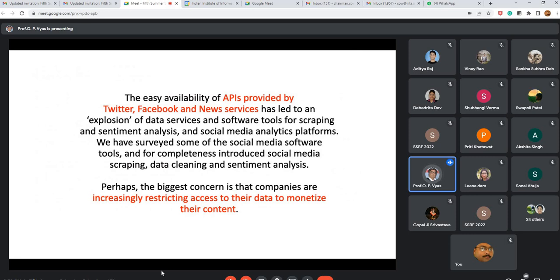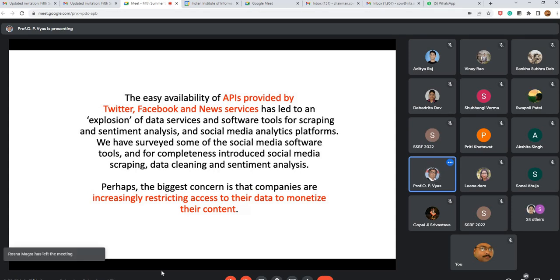So these are already available platforms. If you allow me to look back as a technology professional, I can say that in the last decade, the easy availability of APIs provided by Twitter, Facebook, and news services has led to an explosion of data services and software tools for scraping and sentiment analysis. I'm just trying to survey some of them and give them to you in as easy language as possible. Still, if you have any questions, you can come back to me after this.